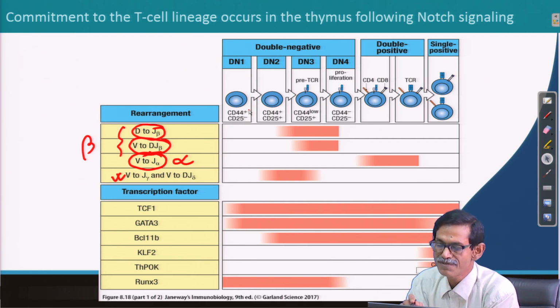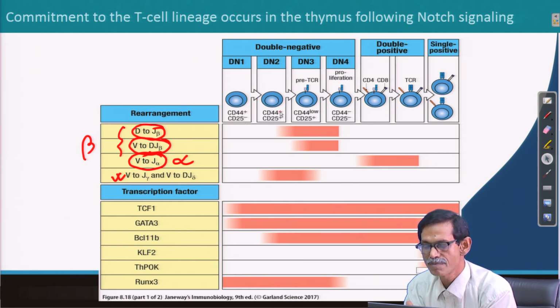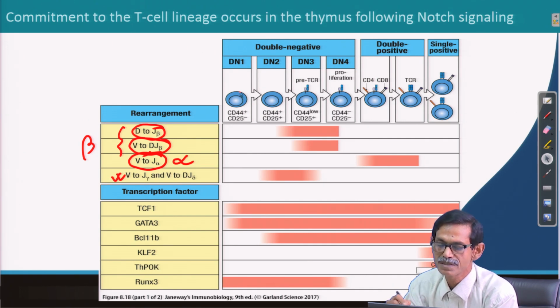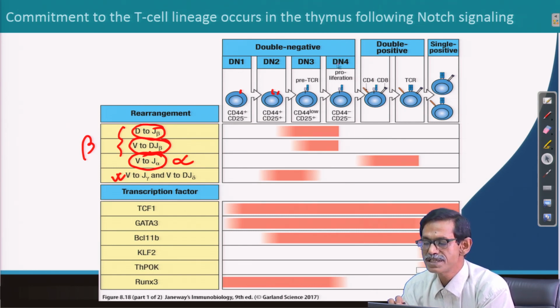Okay. So, at the very beginning CD44 is there, CD25. Next step, both are positive. Positive means both are present on the surface. Here you see DN1, DN2, DN3, DN4. DN stands for double negative.